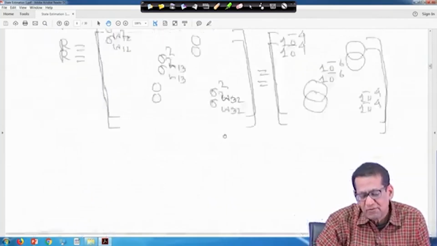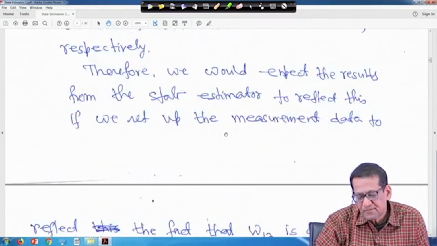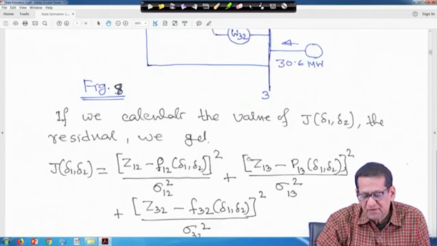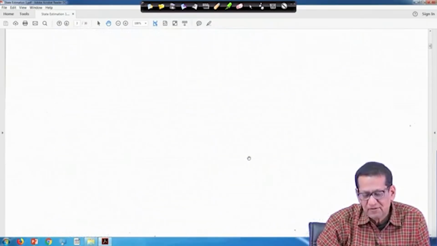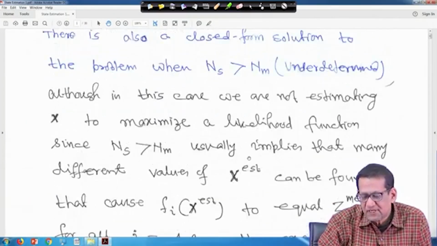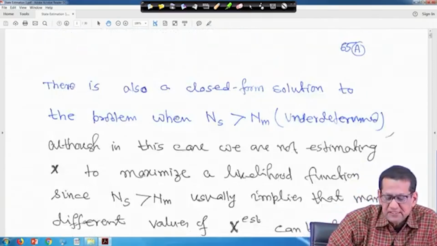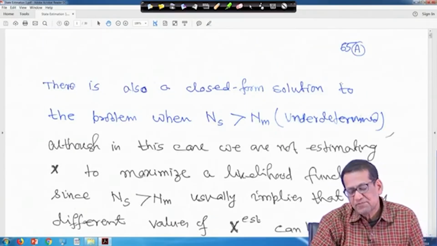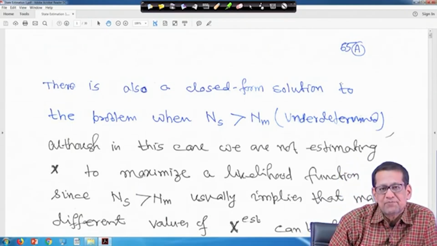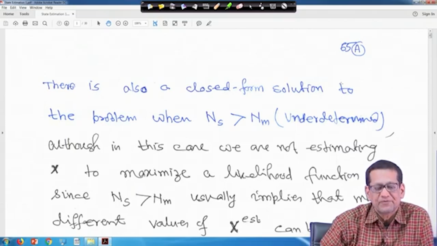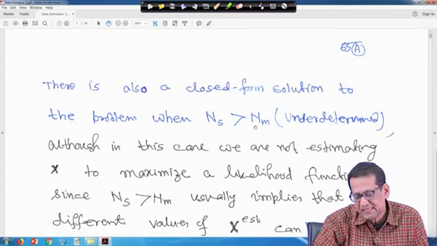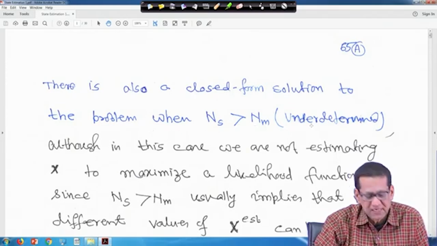Now, I will go back to this, that this is equation 29, okay, but we will go back to the other two things, these two, right. So, there is also a closed form solution. So, first you will go to this, then you will come to 65A or 65B, the two pages, because I scanned it before. So, there is also a closed form solution to the problem when n is greater than n m, that is, underdetermined, right.